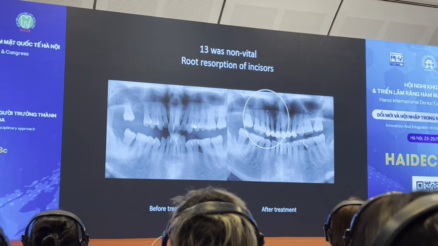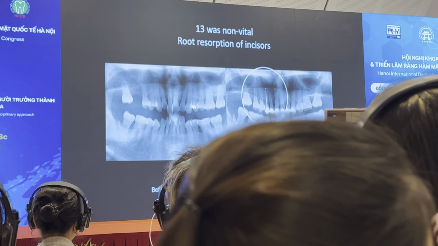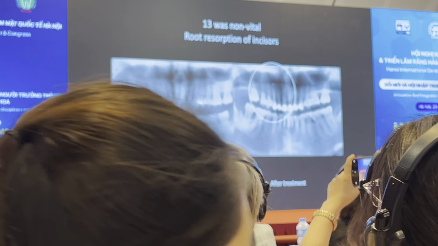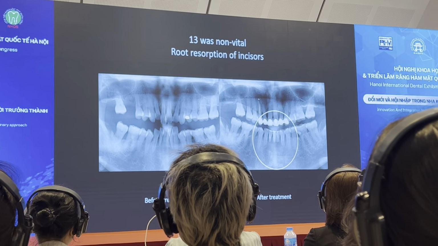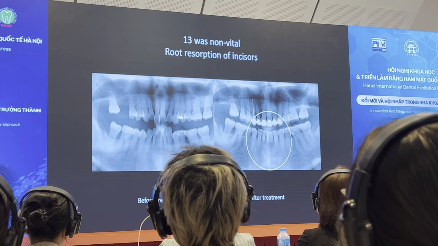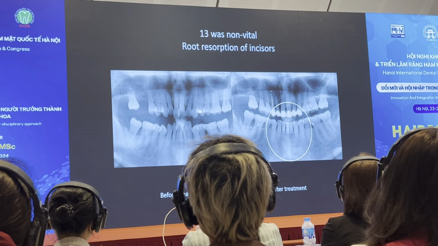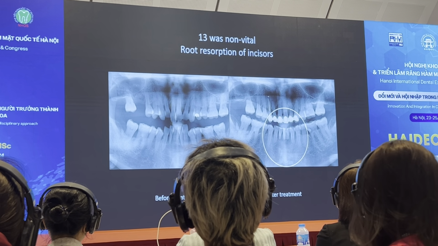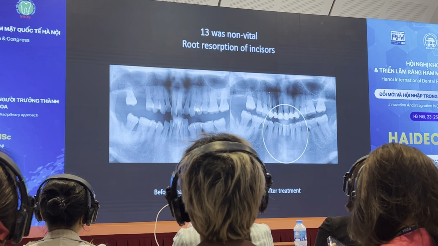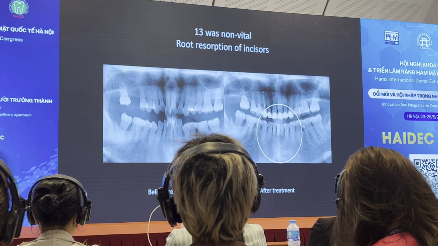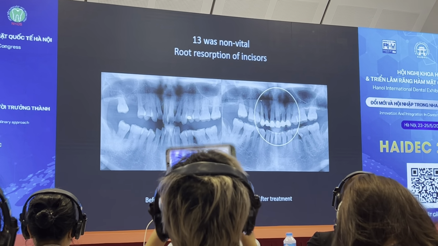So, before and after treatment panoramic radiographs. 1-3 became non-vital, and the root canal therapy was done. There was a significant amount of shortening of roots at the low incisors, particularly due to root resorption, and also due to the 3D projection of the low incisors, which appear to look shorter on the radiograph, which was a 2D image. There was also root resorption of upper incisors.